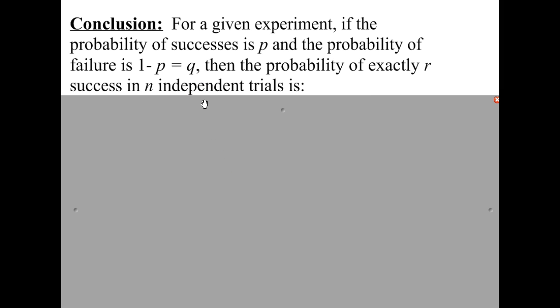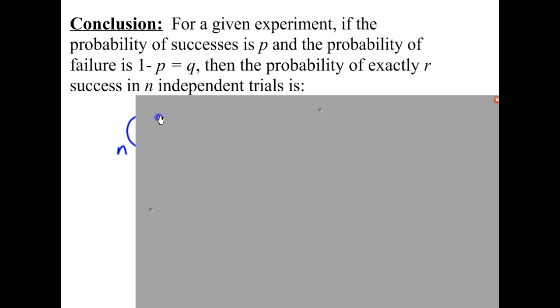So on the back side, I'd like you to write the conclusion. For a given experiment, if the probability of success is p, and the probability of failure is 1 minus p equals q, then what's the probability of getting exactly r successes in n independent trials? Kind of think through this.